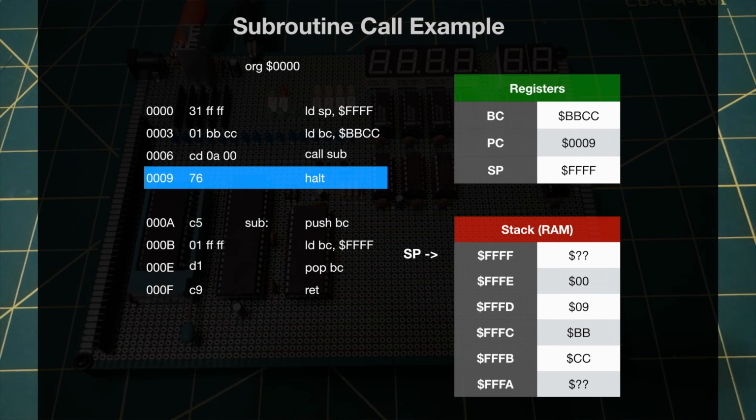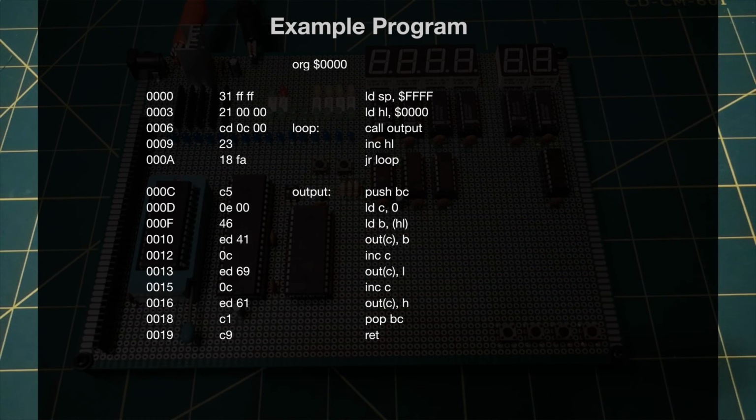So we'll look at one final example program. I won't go over this line by line the same as I did before, but what we'll do with this one is load it onto the real hardware, and I will just talk you through it. I'm just loading the stack pointer with FFFF as we've done in the previous instructions. I'm setting HL to 0000. Then I'm calling this subroutine, which I've labelled as output. Then I increment HL and loop back to the call again.